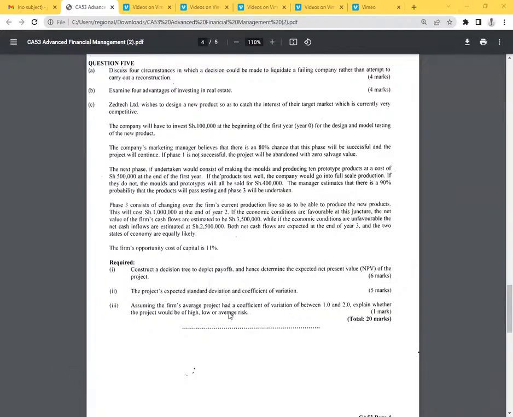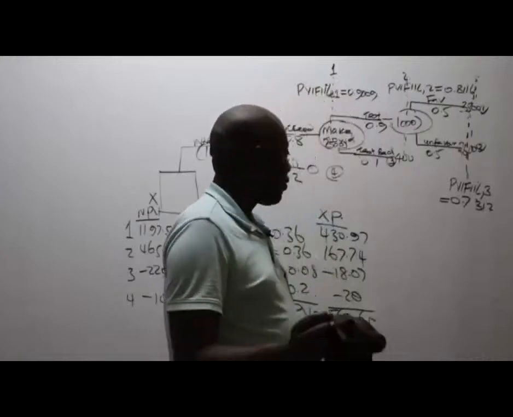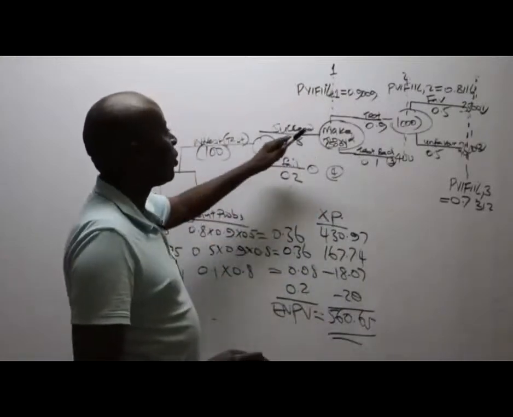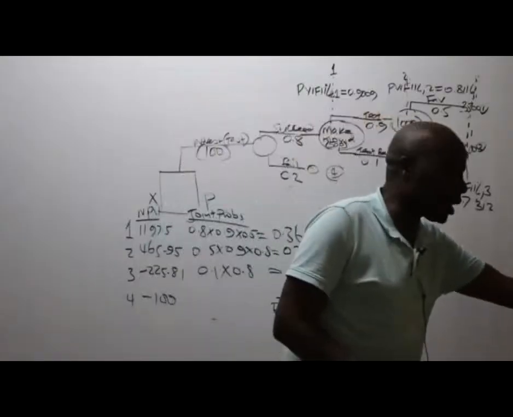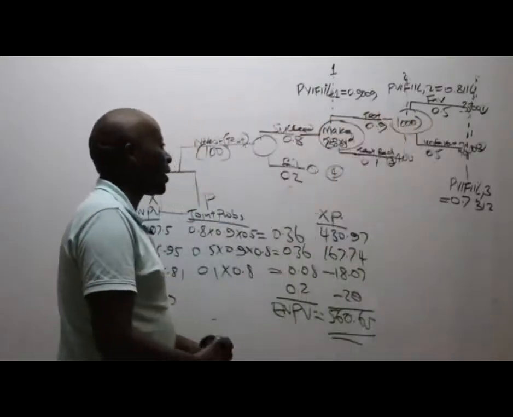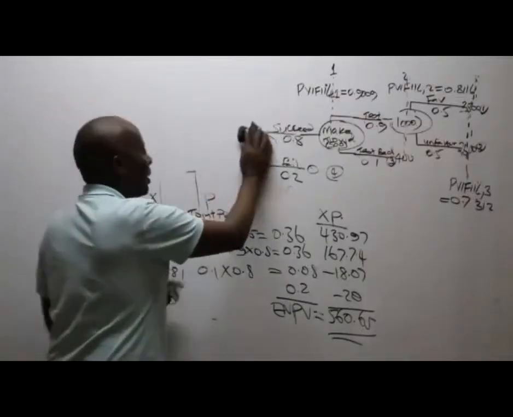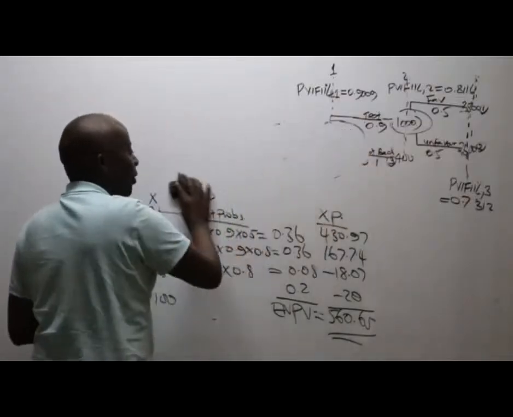Let's look at number 2. They want us to give them the project's expected standard deviation and the coefficient of variation. Now, those are 5 free marks, but unfortunately, if you don't get this diagram and every other thing correct, even the expected net present value cannot be correct. The expected standard deviation cannot be correct.